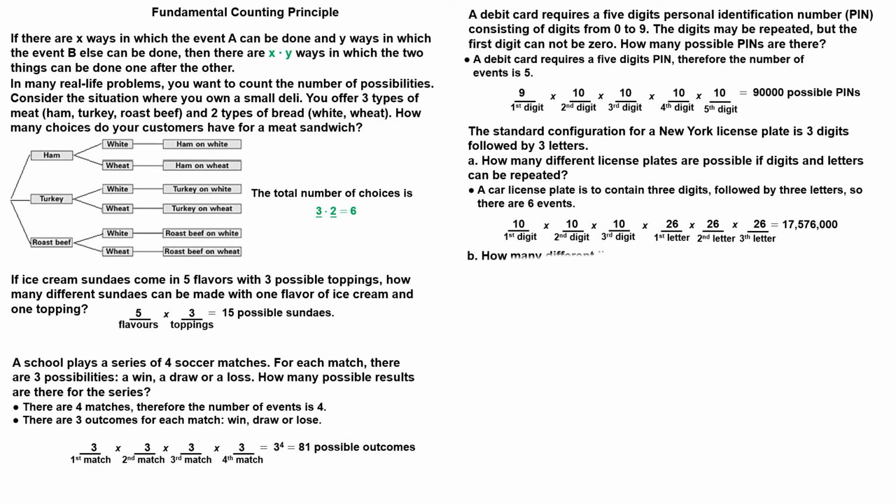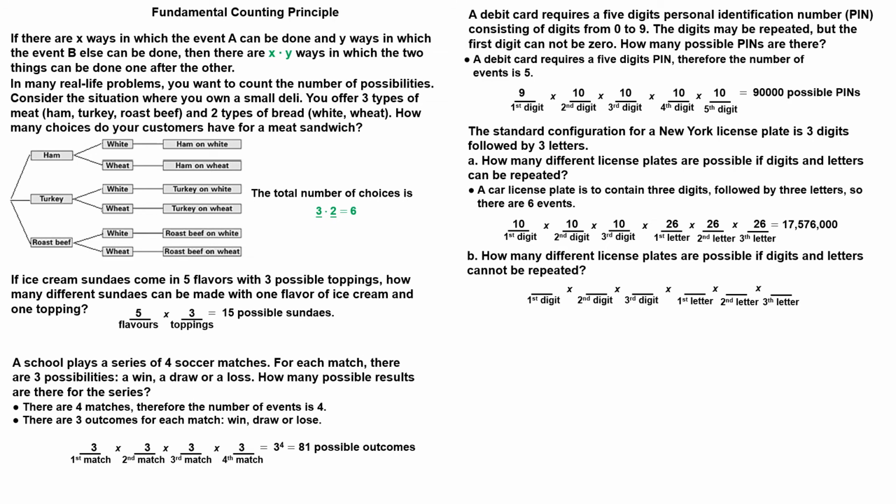How many different license plates are possible if digits and letters cannot be repeated? If we cannot repeat digits, there are still 10 choices for the first digit. But then only 9 remaining choices for the second digit and only 8 remaining choices for the third digit. Similarly, there are 26 choices for the first letter, 25 choices for the second letter, and 24 choices for the third letter. We can use the fundamental counting principle to find the number of different plates.